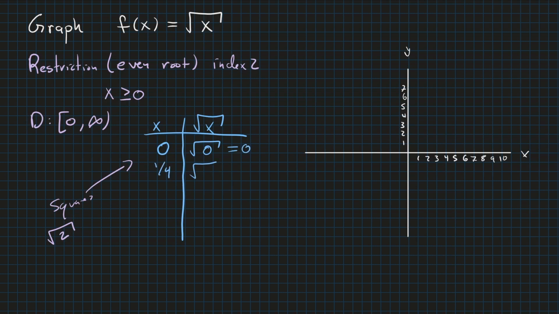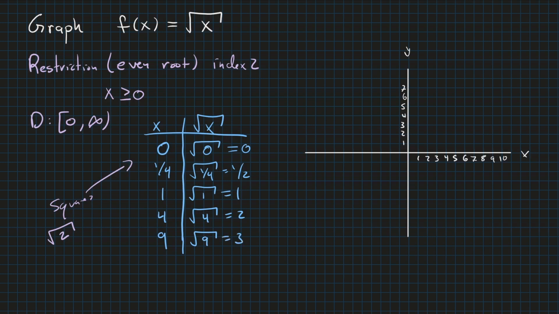1/4, the square root of a fourth, gives us a half, so that's a good value. 1, well, the square root of 1 is equal to 1, because 1 squared is 1. That's pretty nice. 4, square root of 4, well, that's 2. And then I'm going to do one more, 9. Square root of 9 is 3.